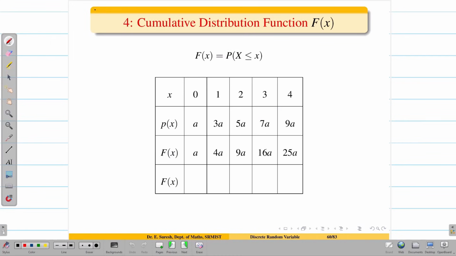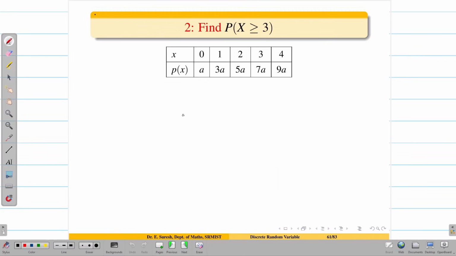Now we have to substitute the A value in the fourth row. A is 1 by 25. Substituting this value, we can complete the table. Next, we are going to find probability of X greater than or equal to 3. So greater than or equal to 3 means it involves 3 and 4.